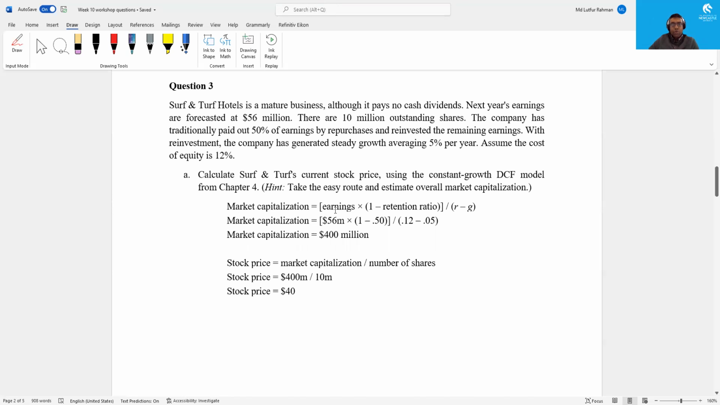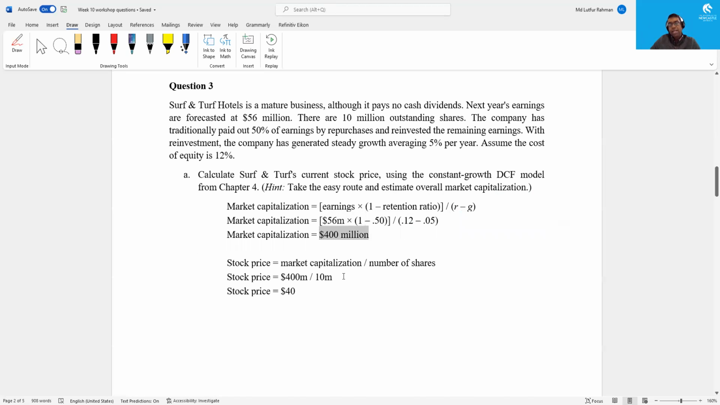So look, the total forecasted earning is 56 million. And we know that 50% of the earnings will be paid out as dividend, and 50% of the earnings will be retained. So 1 minus the retention ratio, 50%, is the dividend ratio. So this is the total dividend, not the per share dividend, total dividend for all the shares, divided by K minus G, required rate of return minus the growth rate.